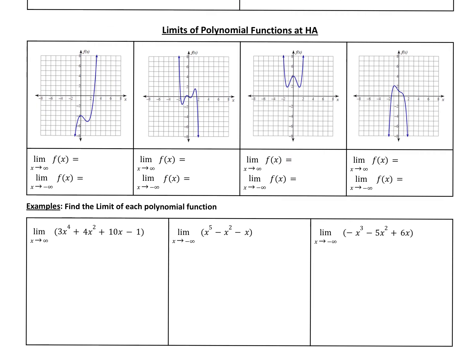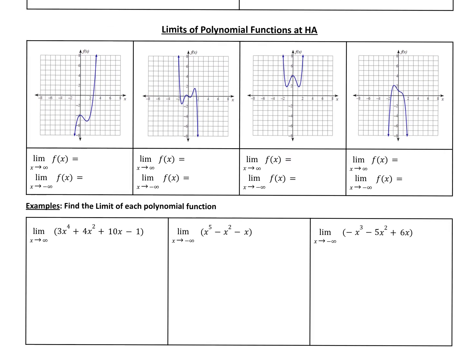If I have polynomial functions that have a picture, it's obviously easy as well. We could just look at the end behavior. So as x goes to infinity, so as x goes to the right, where's the graph going? Up. As x goes to negative infinity, where's the graph going? Down. So we say negative infinity. This one happens to be an odd function, right? With a leading coefficient that's positive. So this one's odd positive.